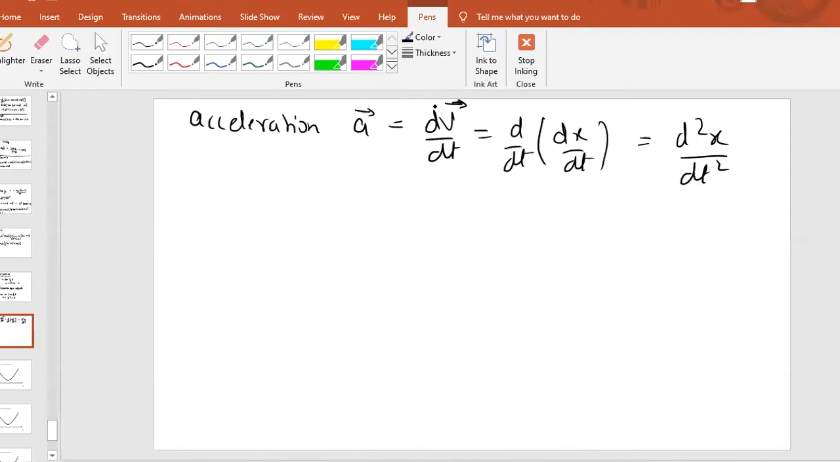Single derivative will give us velocity. Double derivative will give us acceleration. Okay, so this is instantaneous acceleration. These are some of the applications of derivative.